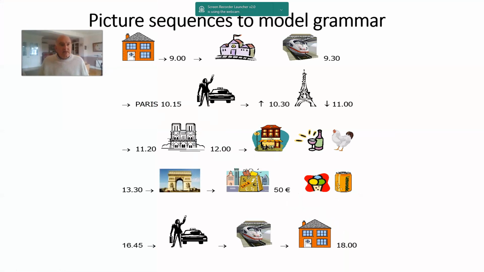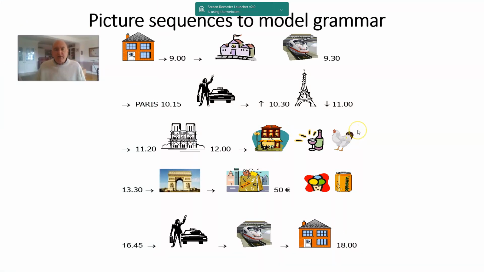Now I'm going to look at this sequence in much more detail in another presentation, but here's a very useful way of exploiting question, answer and similar interactions. So here we have a graphic description of a visit to Paris as it happens, but you could make up similar things very easily.